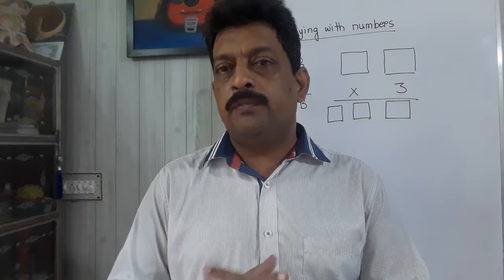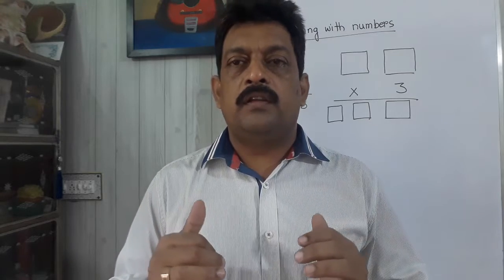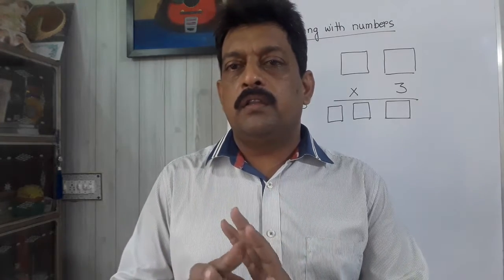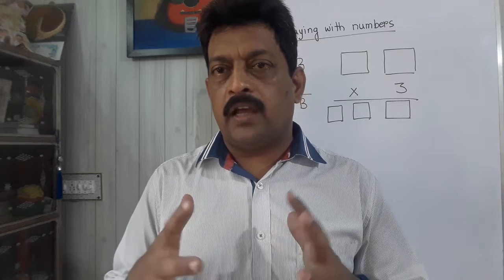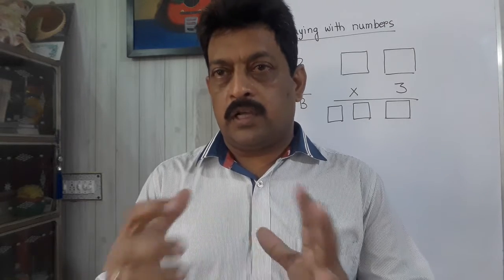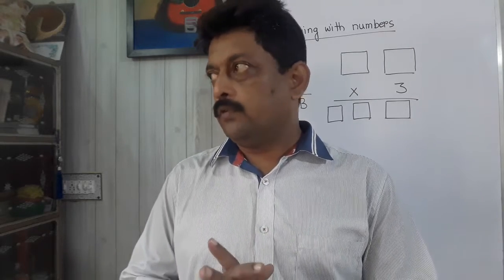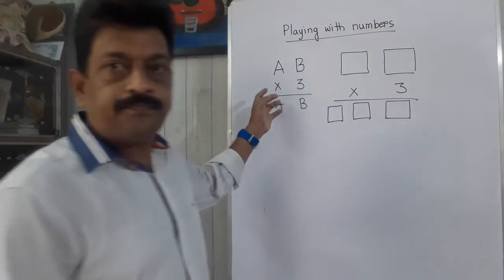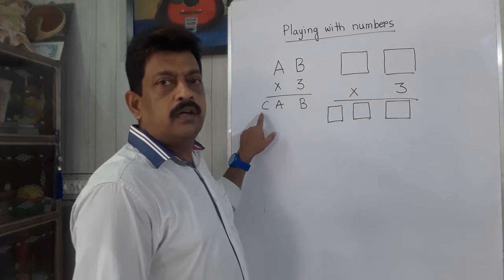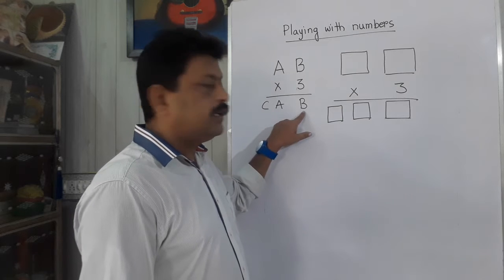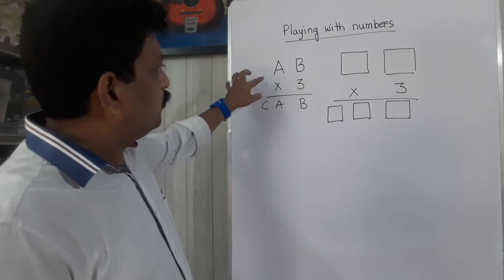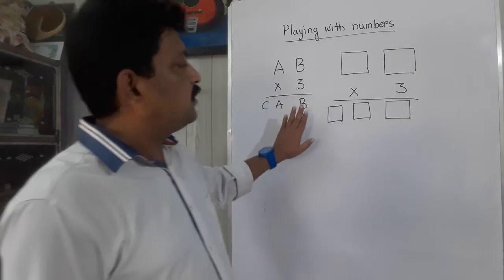Here we have to replace the alphabets with numerals. Remember, there is no such rule, no such formula, only the calculation capacity and our application capacity are required here. We have to go for oral calculation and check our answer. So first, here is the question. It is given that AB when multiplied with 3 will give the product as CAB. B at the units place, A at the tens place, and C at the hundreds place. So we have to replace all these A, B and C with numerals.